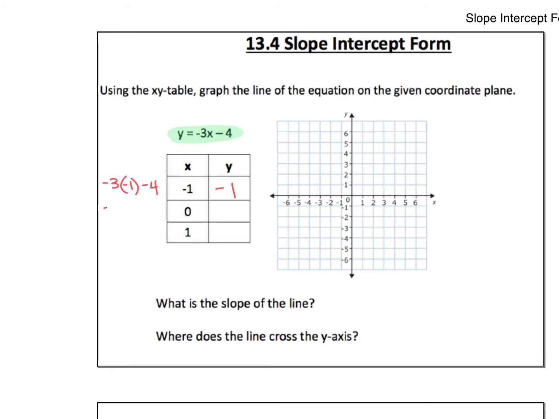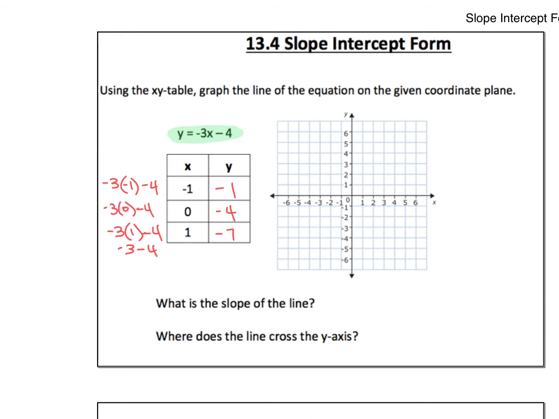All right, so then we've got -3 times 0 minus 4. -3 times 0 is 0, minus 4 is -4. And then I've got -3 times 1 minus 4. -3 times 1 is -3. -3 minus 4 is going to give us -7.